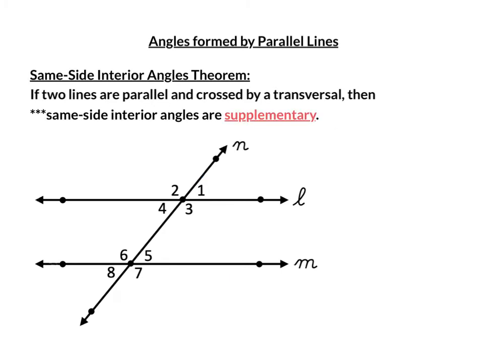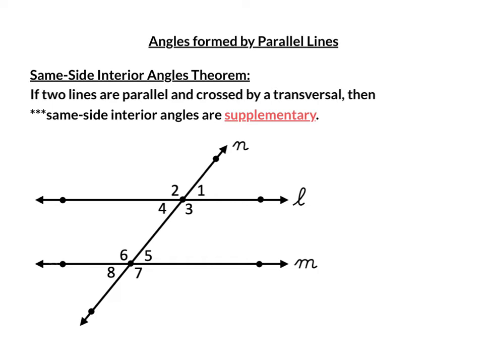Here's the number one spot that students flub up. These are called same side interior angles. The same side interior angle theorem says if two lines are parallel and crossed by a transversal, then same side interior angles are supplementary, not congruent. All the others, alternate interior, alternate exterior, and corresponding, are congruent. These are not congruent. They're supplementary, meaning they add to 180.